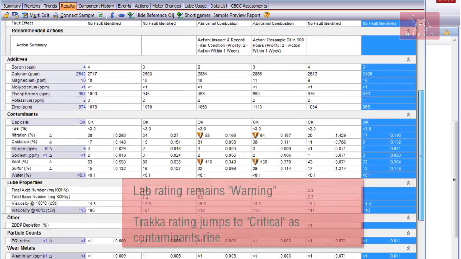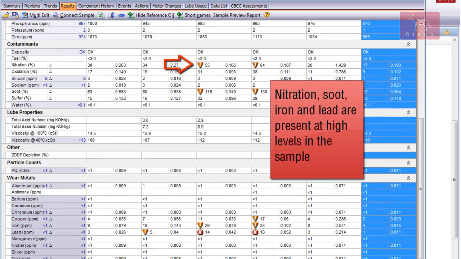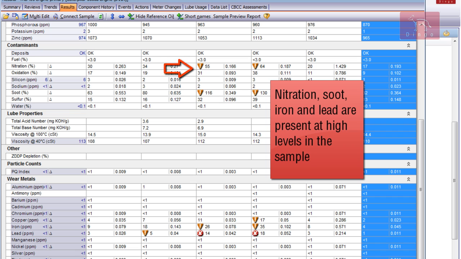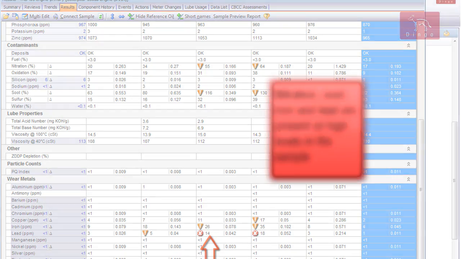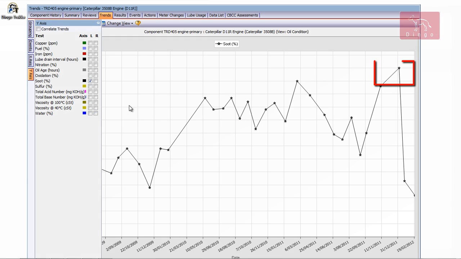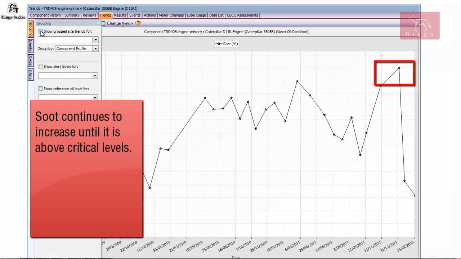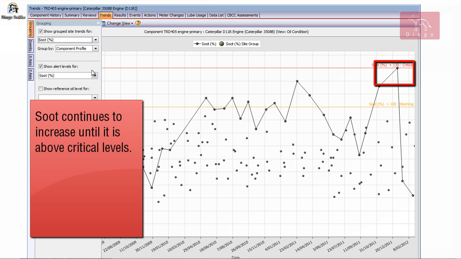The contaminants present at high levels in this sample are nitration, soot, iron, and lead. The soot and nitration are indicators of combustion issues within the engine, with the lead and iron demonstrating the wear that is being caused. A very costly occurrence if combustion is not returned to normal.